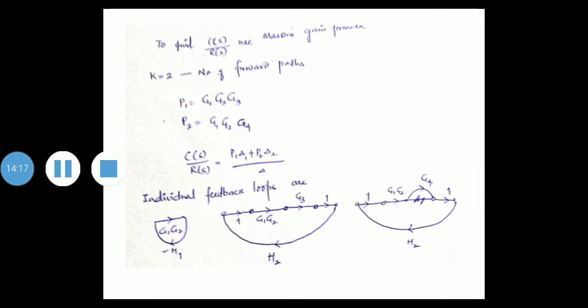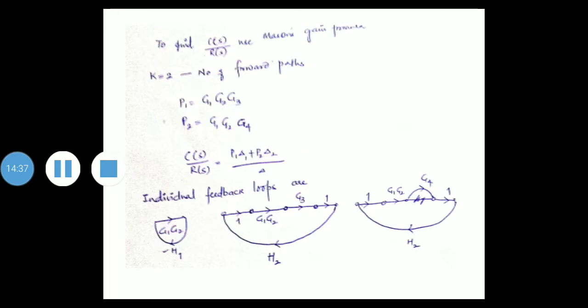First you find how many forward paths there are. K is equal to 2, the number of forward paths. Write the path gains: P1 is equal to G1, G2, G3, and P2 is equal to G1, G2, G4. So C of S by R of S is P1 delta 1 plus P2 delta 2, by delta.